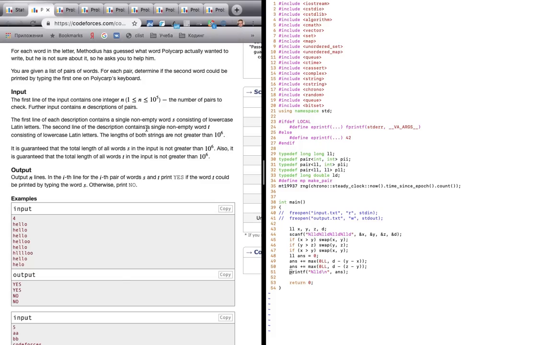So we just have to look at groups of consecutive equal letters and check that these groups, the letters inside, are the same, and in the second word there are more letters than in the first one, not less.